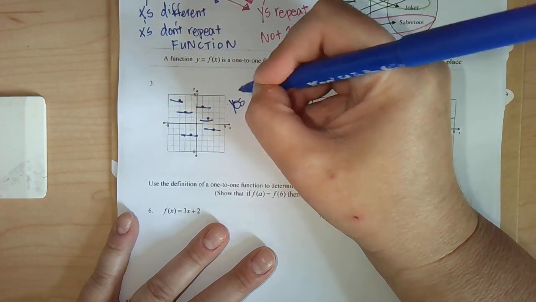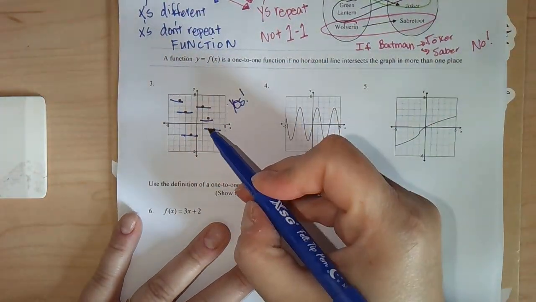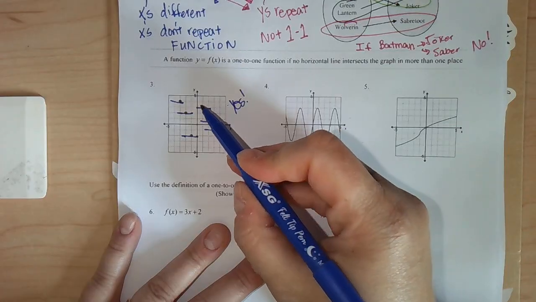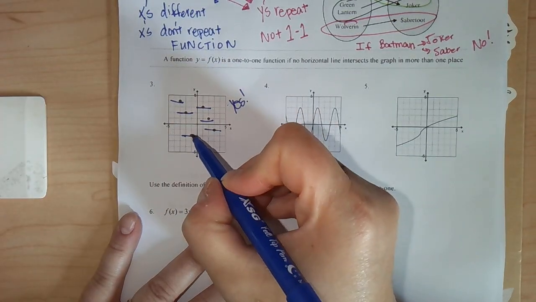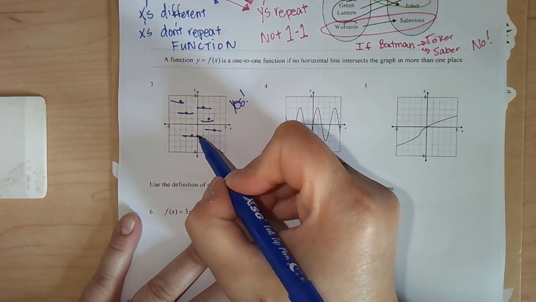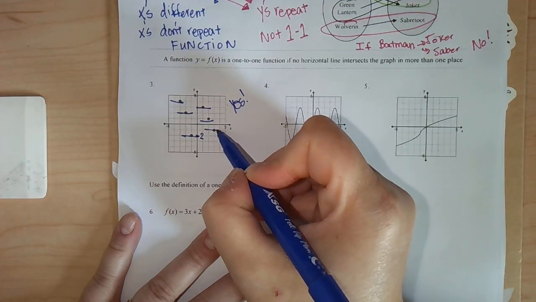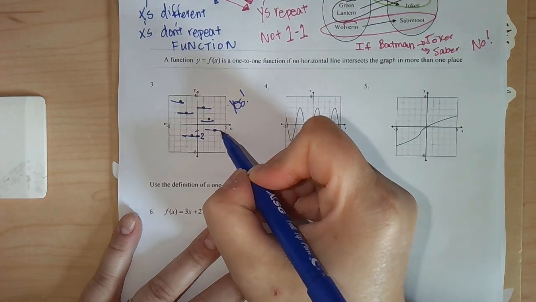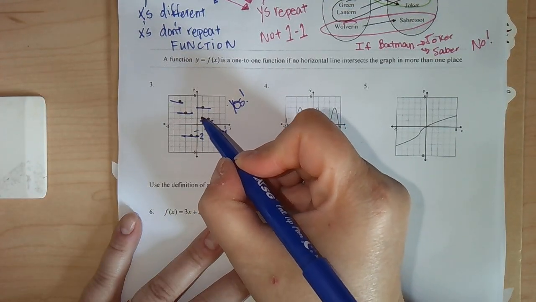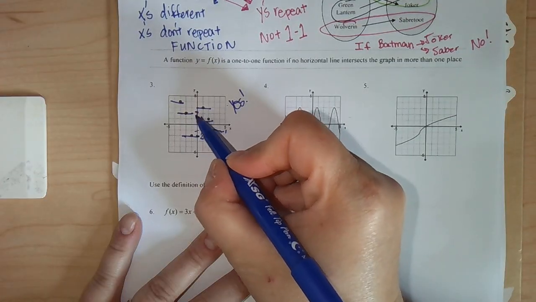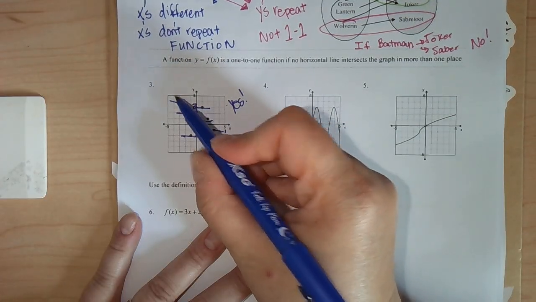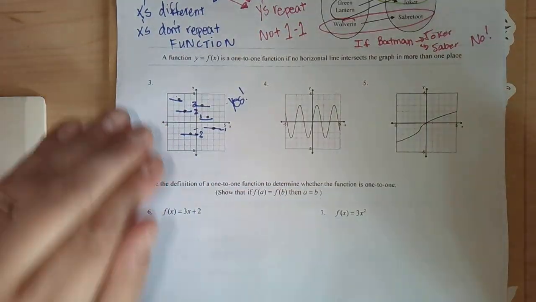Yes, it's 1-to-1, because every one of these x values has a different y value. Like this x value has a y value of -2. This one is 1, so like -1. This one has a y value of 1. This one has a y value of 2. This one has a y value of 3. You get what I'm saying? So there are all different y values.